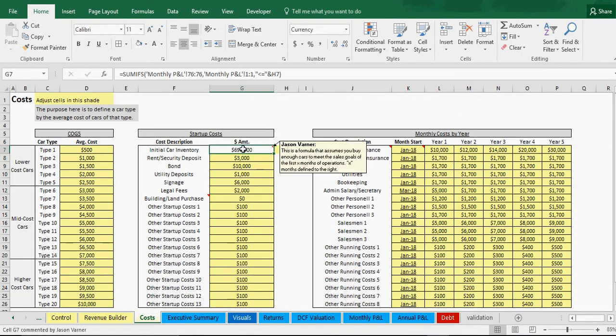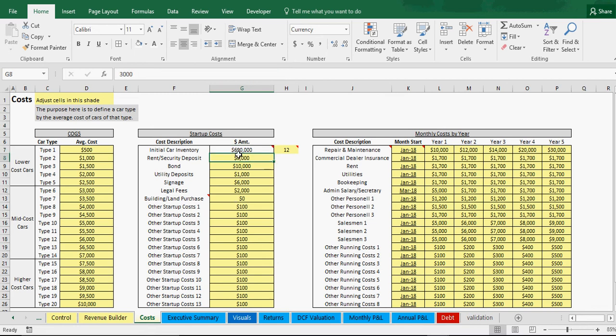So that's a startup cost. And then in the cash flow down below, if a month was included in the startup cost, that cost of goods sold for that month will not flow to the cash flow. So we're not doubling up on that specific item when we get down to the cash flow.